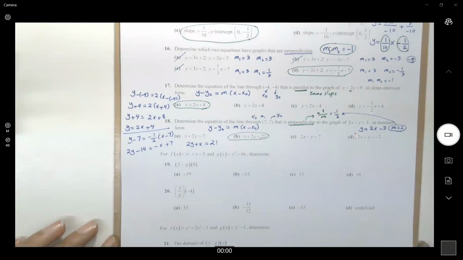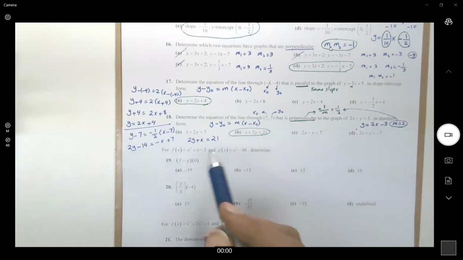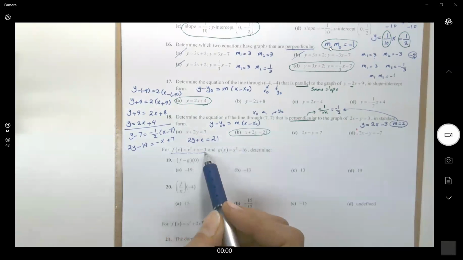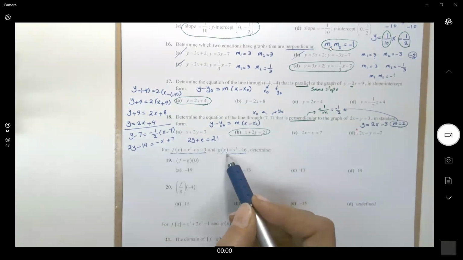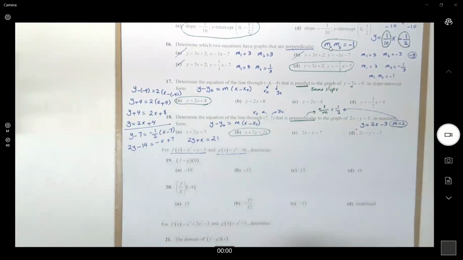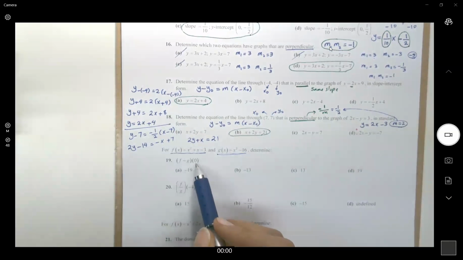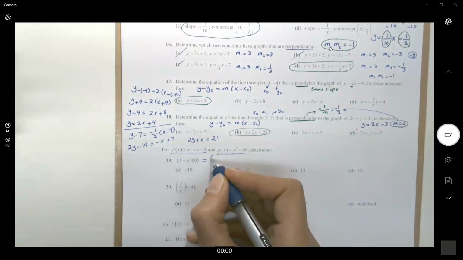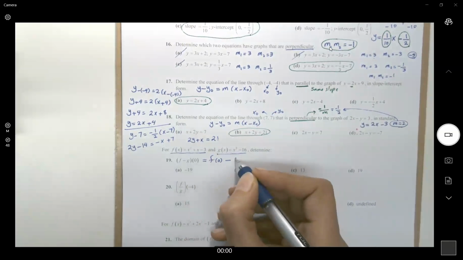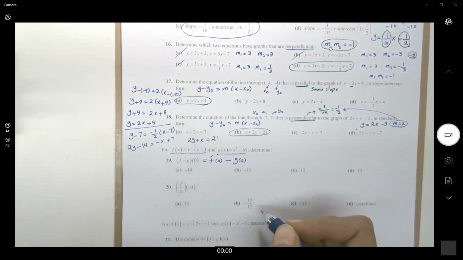Question 19 says, suppose you have two functions. F of x is defined this way. G of x is defined as x squared minus 16. Question says, find the difference between these two functions at 0. It's not multiplication. It is f of 0 minus g of 0.